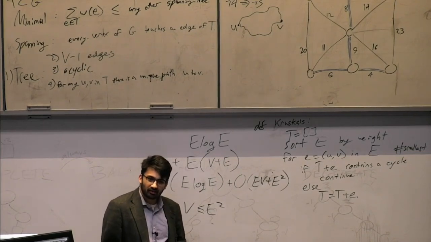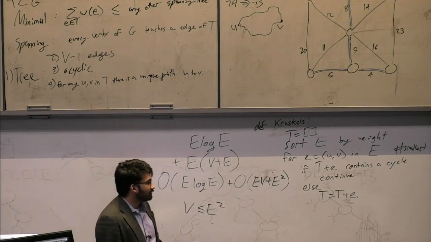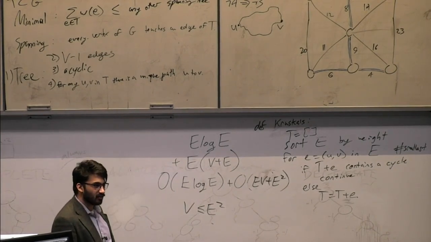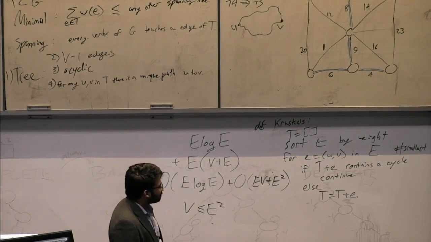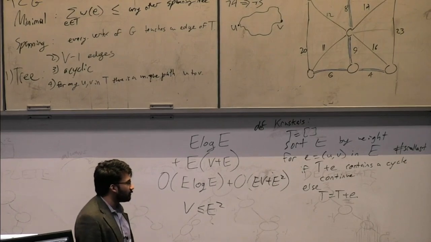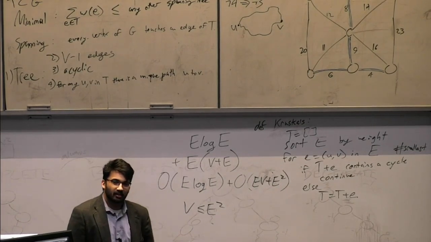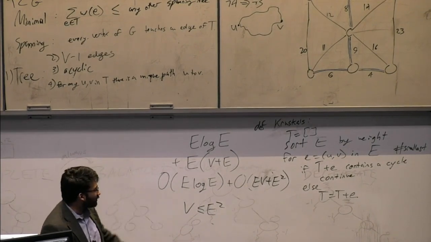So maybe it's minimal. And is it spanning? Well, that's not obvious from the code, that every vertex touches an edge of the MST. Either. So proving the correctness of Kruskal's algorithm is a little involved, but again, this runtime I'm not too happy with.